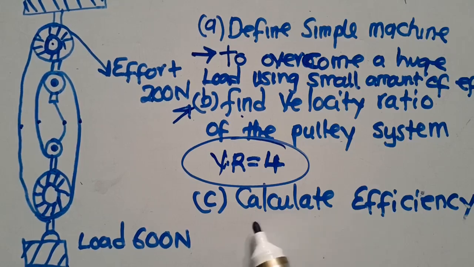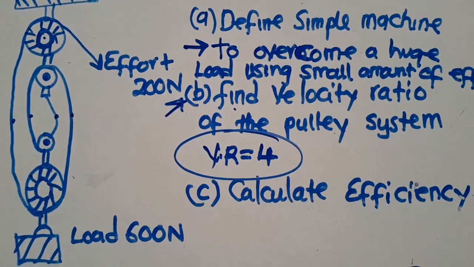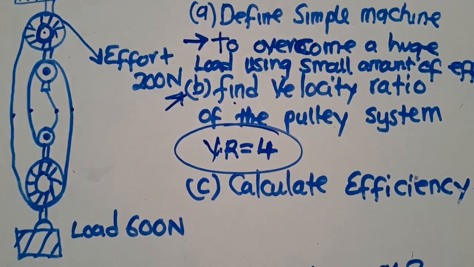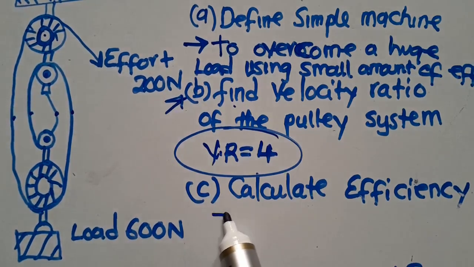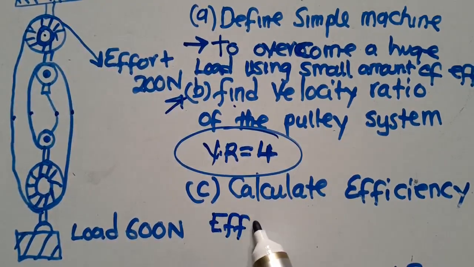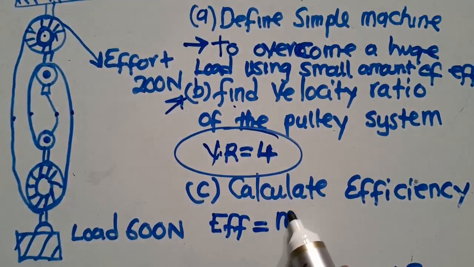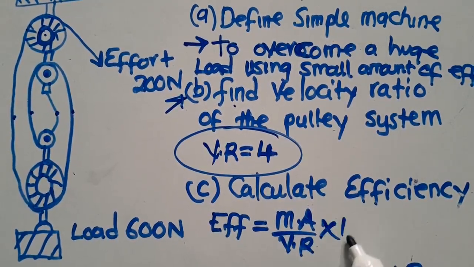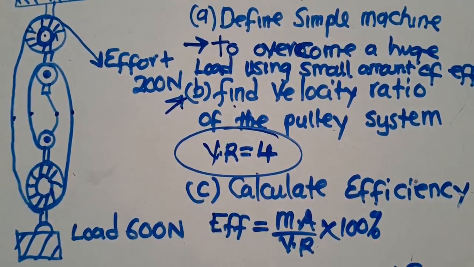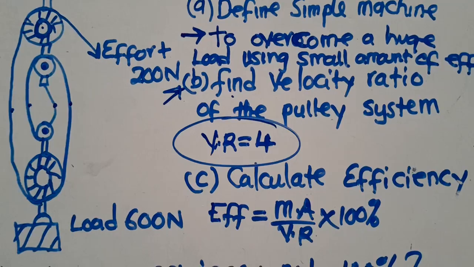This question is saying calculate the efficiency. How can we calculate the efficiency? We know that the efficiency of every machine is given by this formula. Efficiency is equal to mechanical advantage over velocity ratio, then multiplied by 100%. So this is what you need to do.